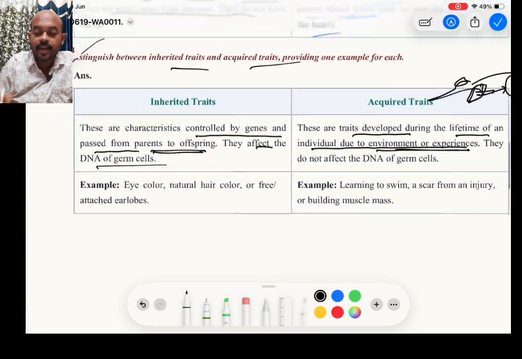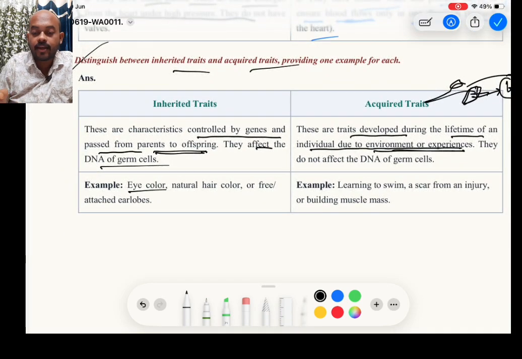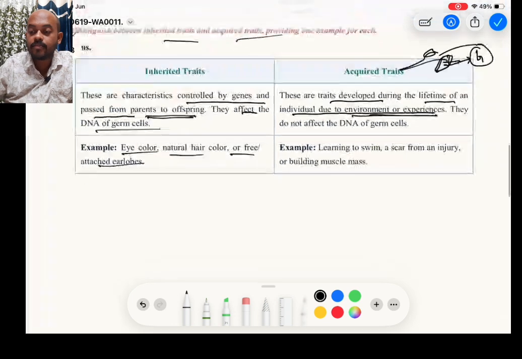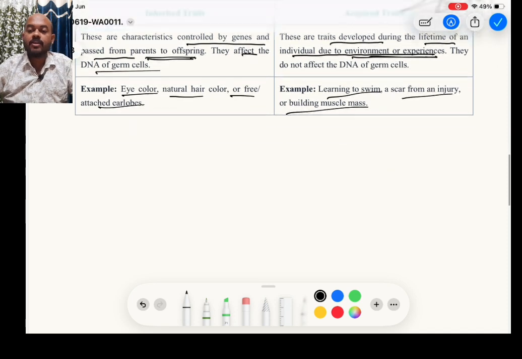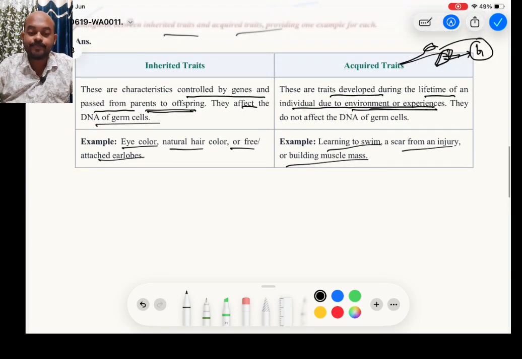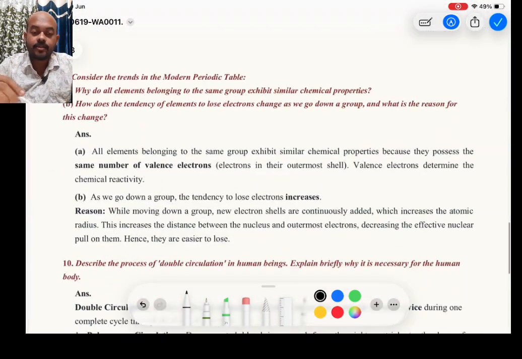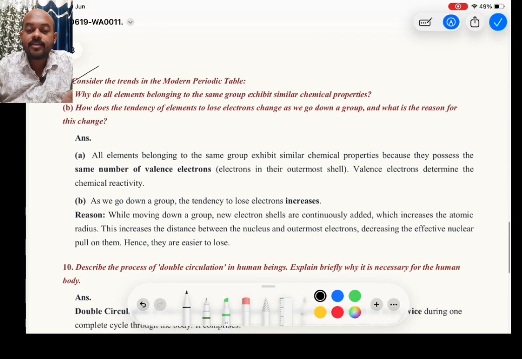Inherited characters are just like eye color, natural hair color, free or attached earlobes. But in case of acquired traits, it is learning to swim, a scar from injury, building muscle mass. These are certain examples which you can give in case of acquired traits. Next, question number 9. Consider the trends in the modern periodic table.